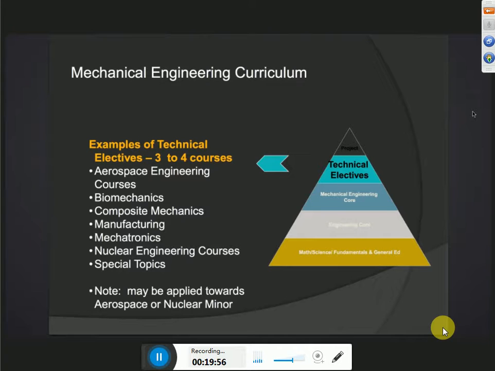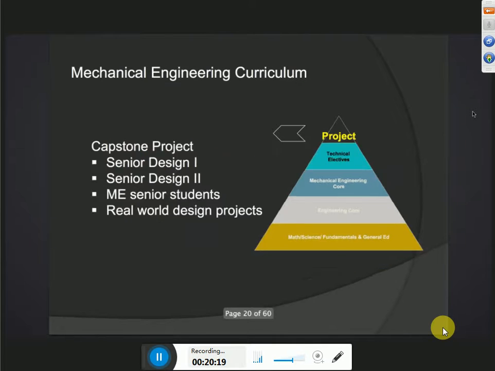Aeronautics could be part of mechanical, but some have dedicated departments in aeronautics, obviously. And so again, this is by no means the only example of technical electives. We got many. So usually technical electives consist of 3 to 4 courses, 3 to 5 classes maximum. Okay, go to the next one.